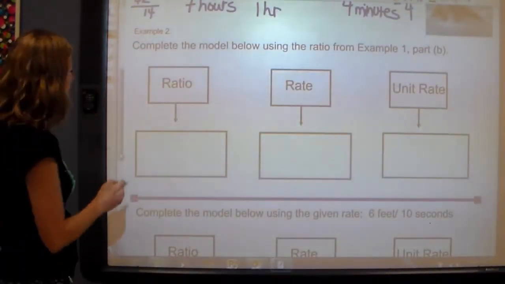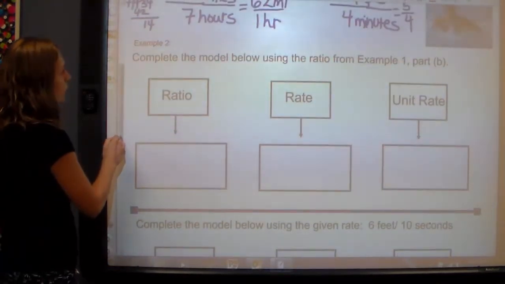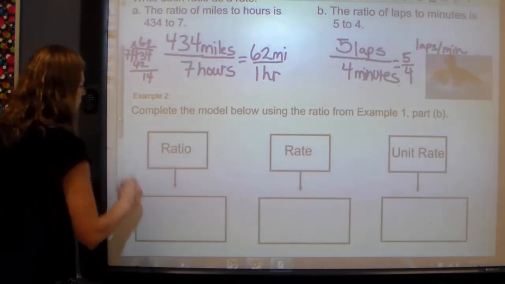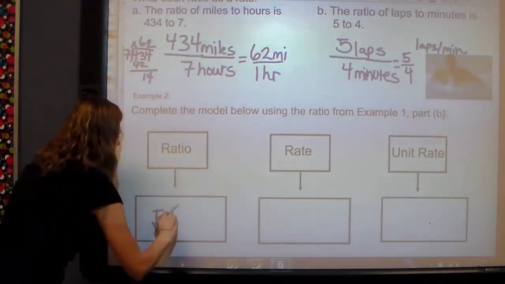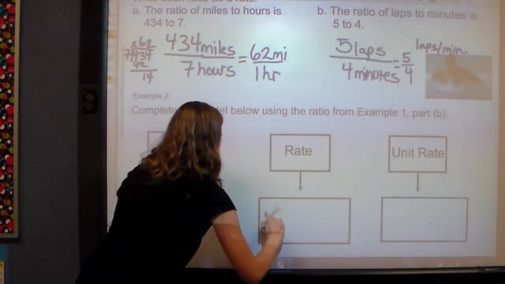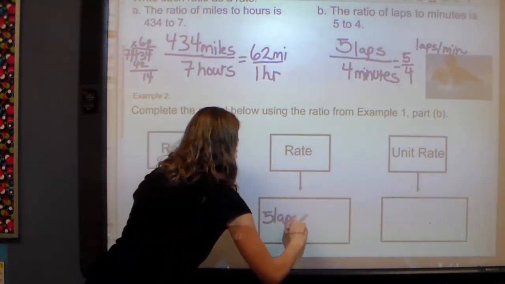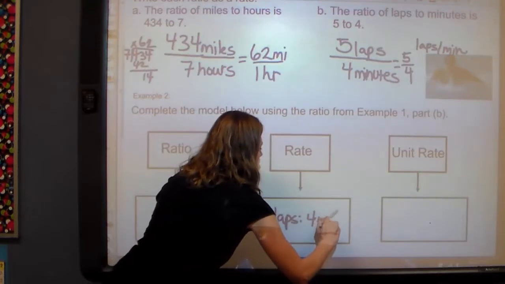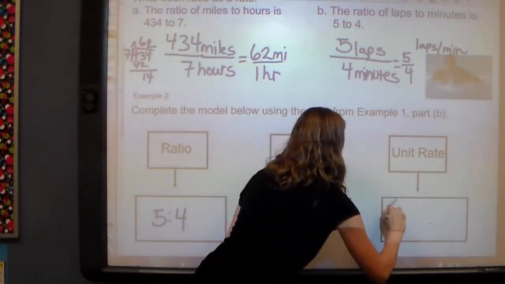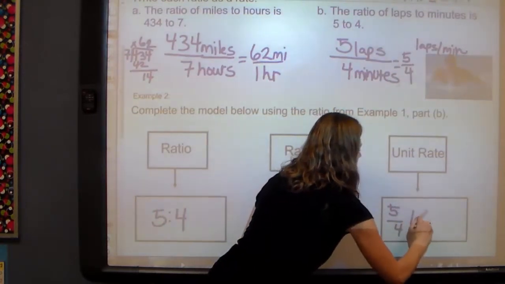So from example part 1b, I just want to write the ratio, rate, and unit rate from this example. So the ratio, I could write it like this, 5/4. The actual rate is 5 laps to 4 minutes. And the unit rate is 5/4 laps per minute.